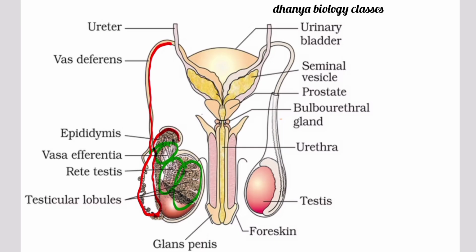And the vas deferens opens into the urethra, which is the continuation of the urinary bladder. And before opening into the urethra, it joins with an accessory gland. That gland is the seminal vesicle. Then when it joins with the seminal vesicle, it is called the ejaculatory duct. It is not shown in this diagram.